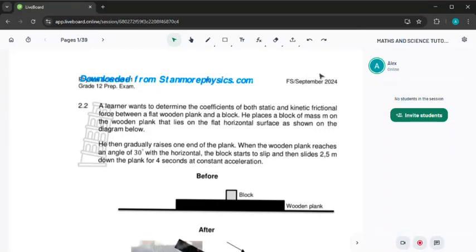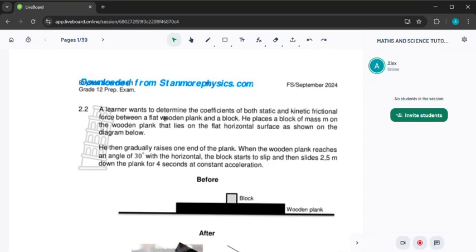Right, 2.2, still continuing with the Free State Preliminary Exam 2024 paper on Physical Sciences. So 2.2 says a learner wants to determine the coefficients of both static and kinetic frictional force between a flat wooden plank and a block. Then they are saying he places a block of mass M.